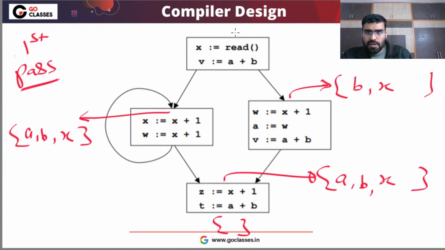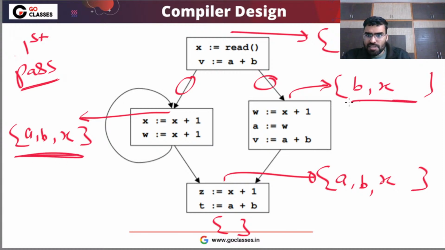Okay, what will be live here? Remember, these are the two successors. So BX union ABX, that is ABX, minus V and minus X. So X will also be removed. So this will be A, B. Yes or no? This is the first pass.